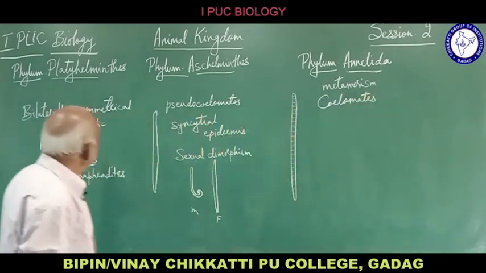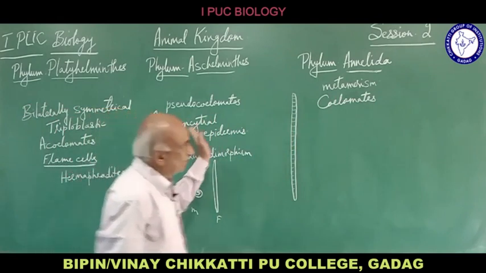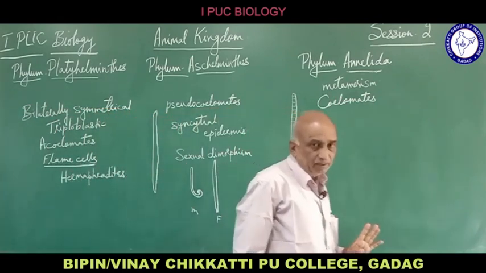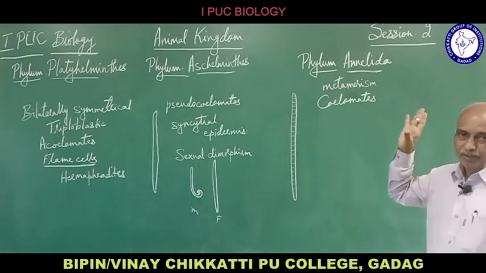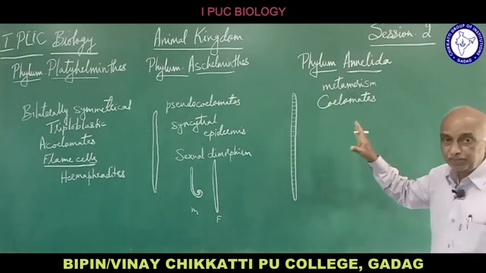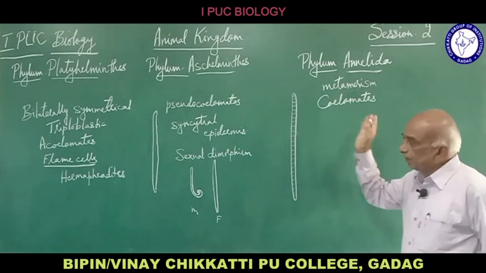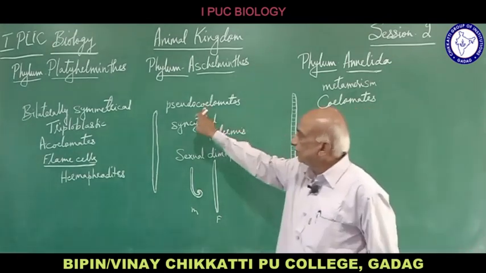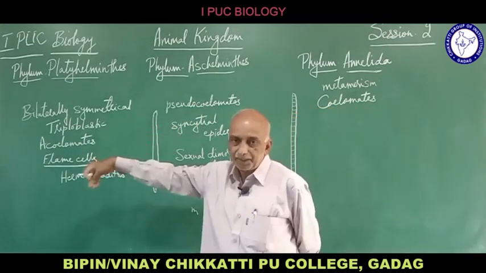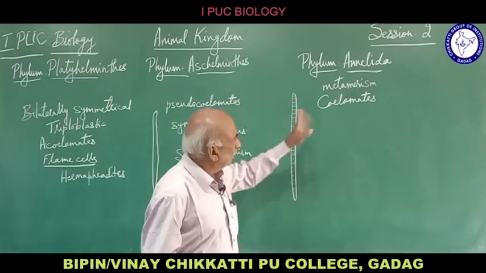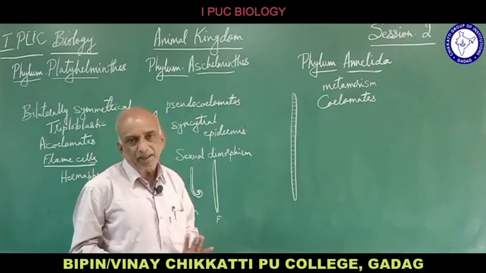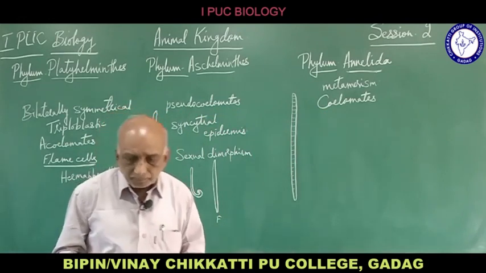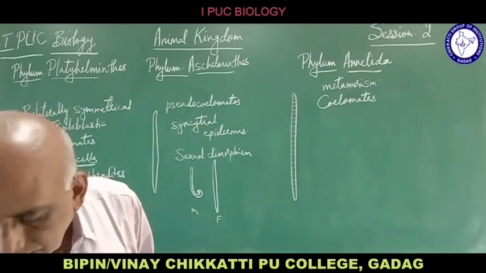See, acoelomates, pseudocoelomates, coelomates. So the coelom is present, it is a true coelom. That means mesoderm is present in the cavity of the coelom. In pseudocoelomates, mesoderm is absent in the cavity of the coelom. In acoelomates, coelom is completely absent. Like that, these are coelomates, and they are bilaterally symmetrical and triploblastic.